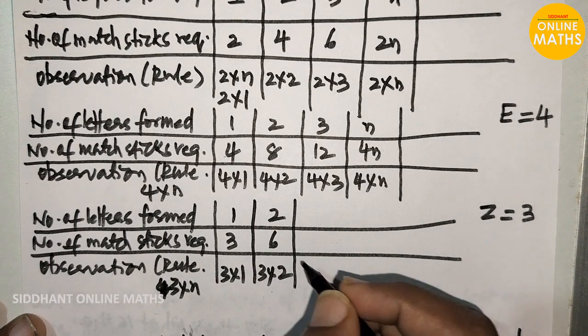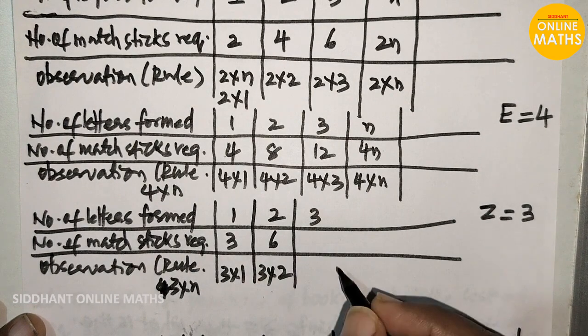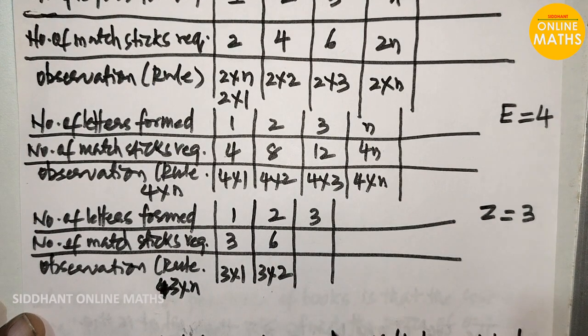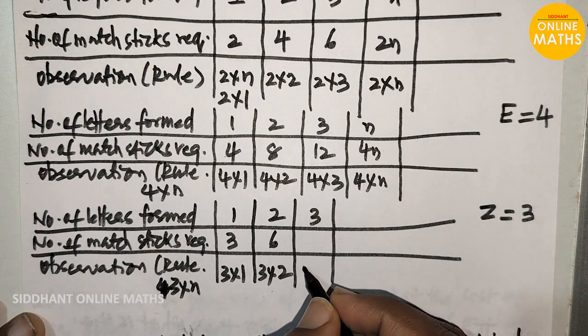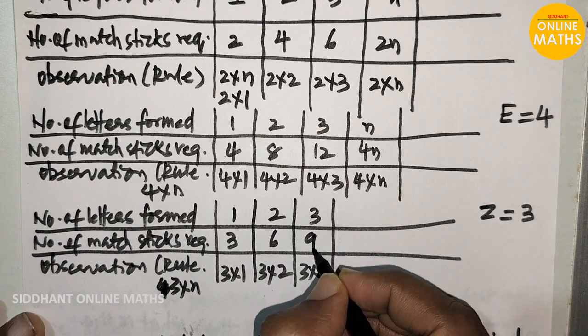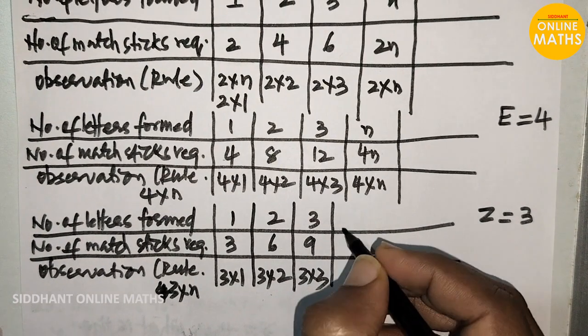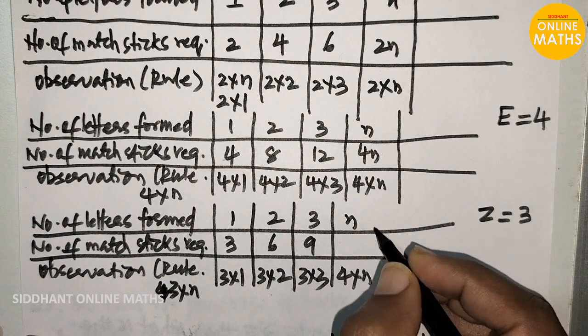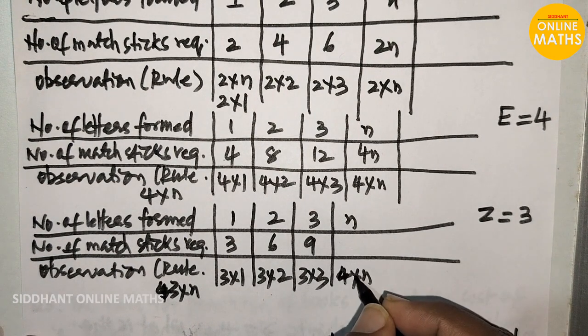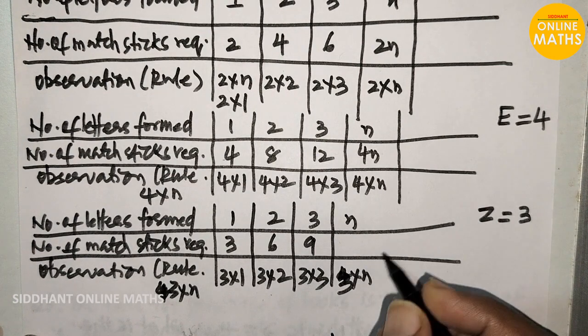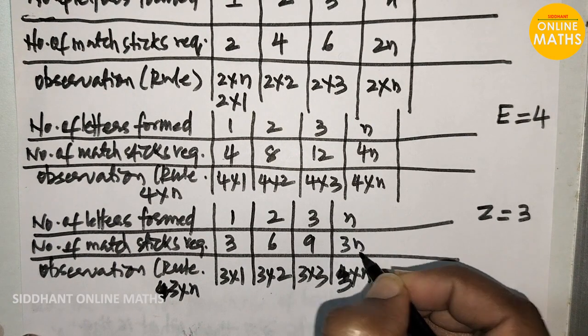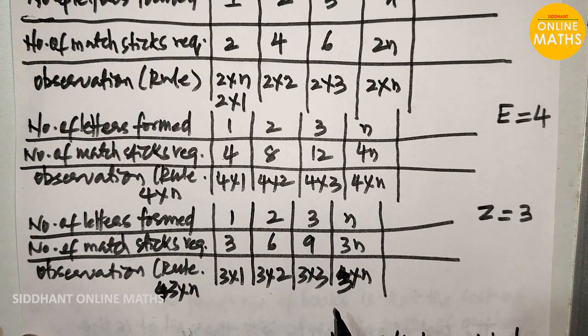If you are writing 3, the number of matchsticks pattern will be 3 into 3. That means 9. For n letters, 3 into n, that will be 3n. So this will be the pattern.